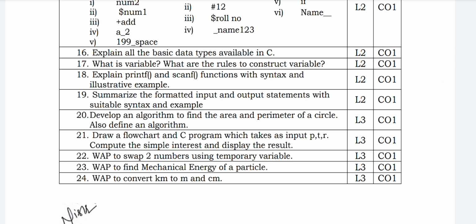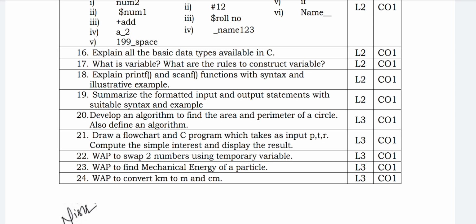16th question, explain all the basic data types available in C. What is a variable? What are the rules to construct the variables? Explain printf() and scanf() functions with syntax and illustrate with examples. Summarize the formatted input and output statements with suitable syntaxes and examples.